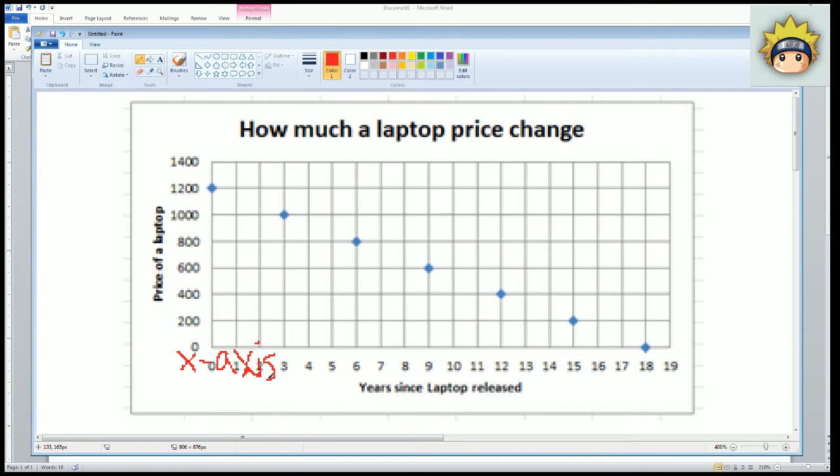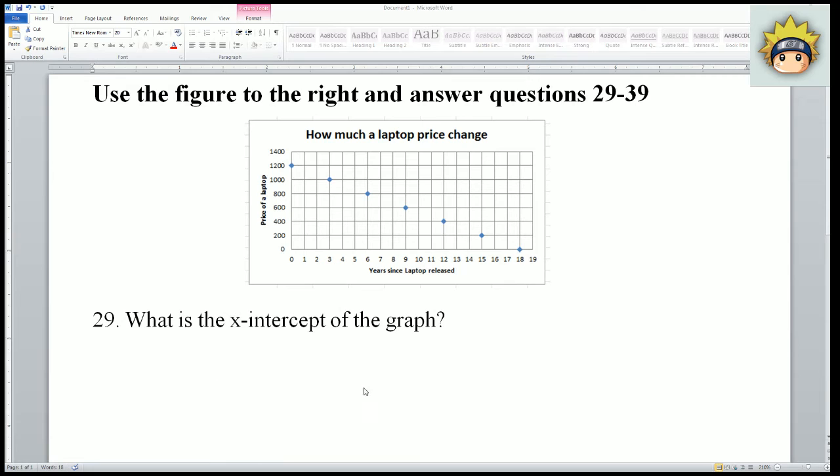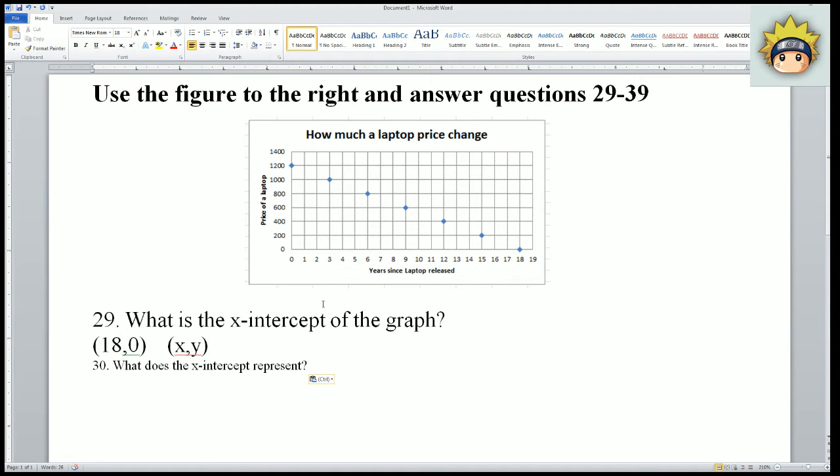Okay, and that point that it crosses is right here. We would call this 18, comma 0. Okay, that's the ordered pair associated to the x-intercept. So what is the x-intercept? Based on our graph, 18, comma 0. Good. Remember, it always follows the format of x, comma, then y. Okay, that is 29.